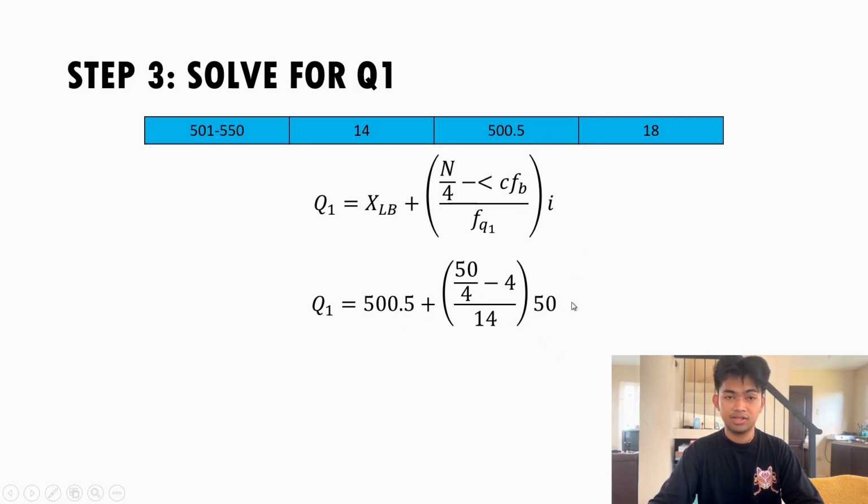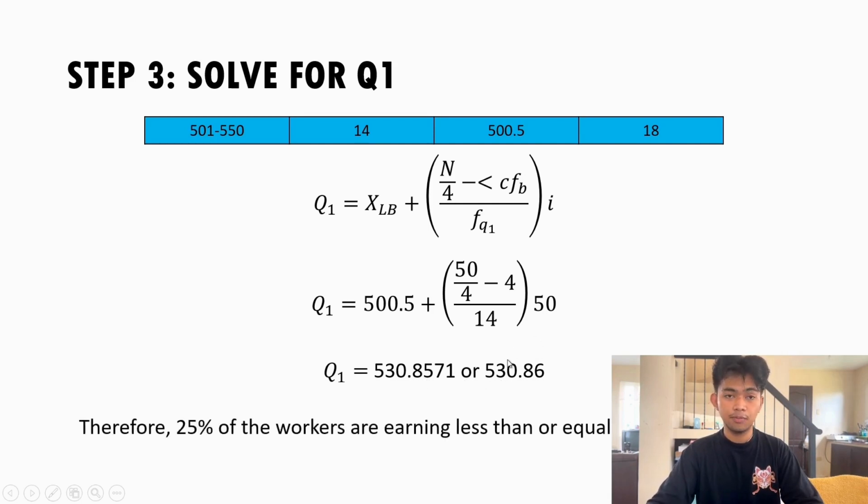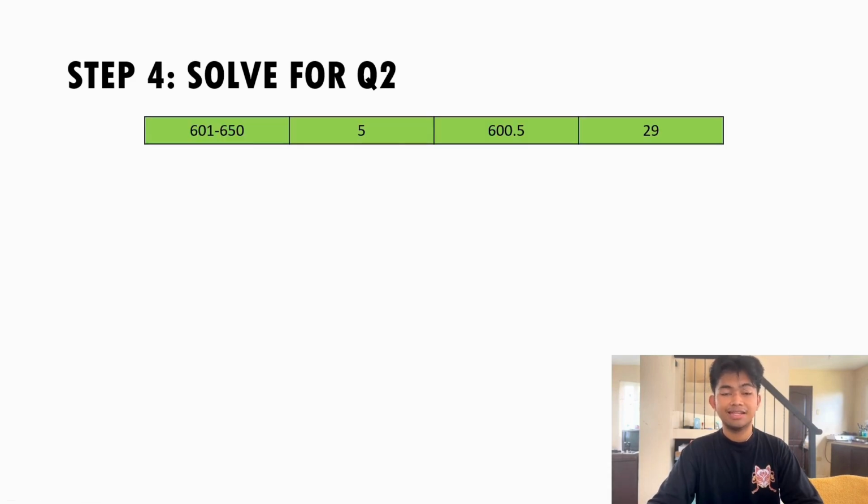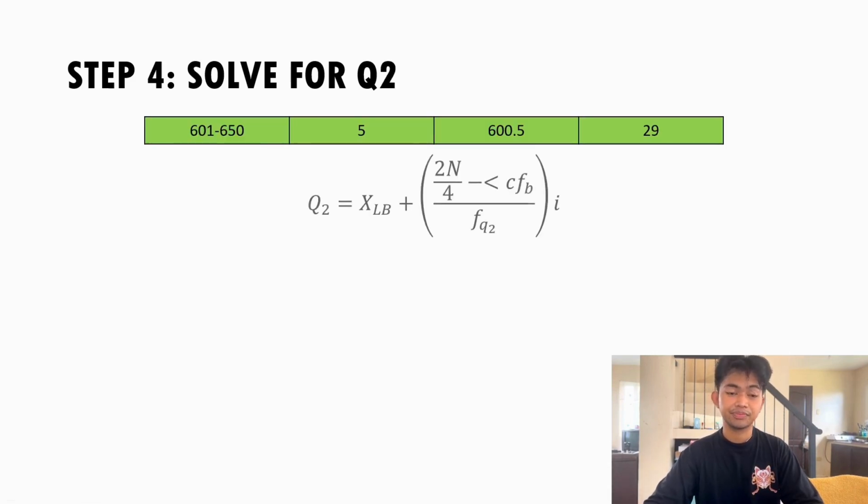Now, by solving this equation, we will get the answer of 530.86. Therefore, 25% of the workers are earning less than or equal to 530.86 daily.